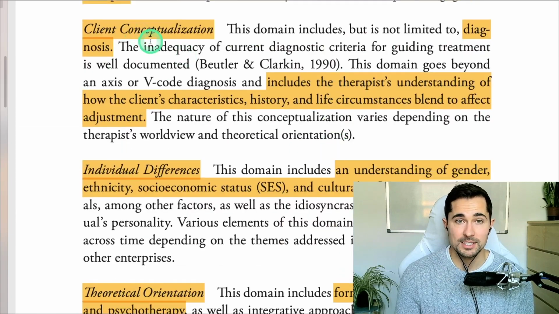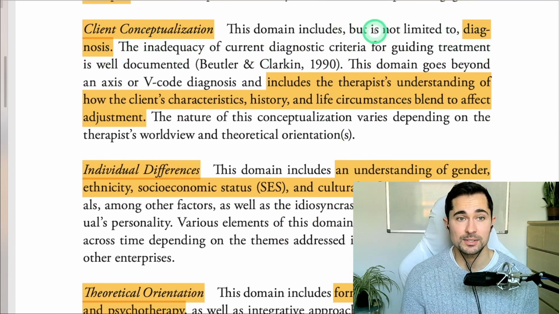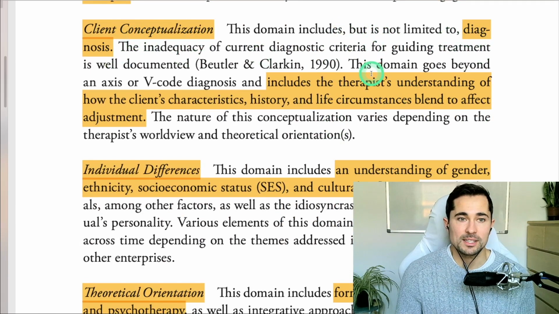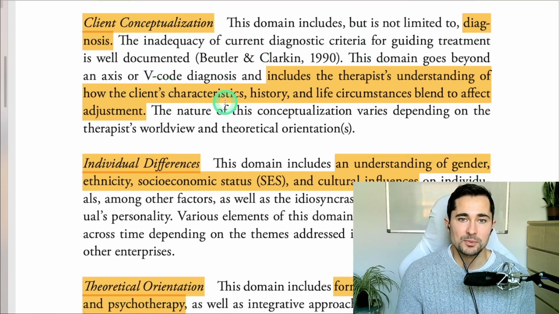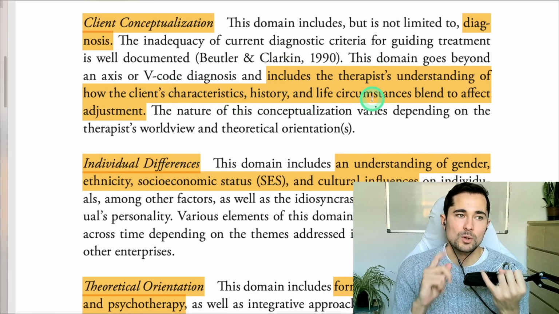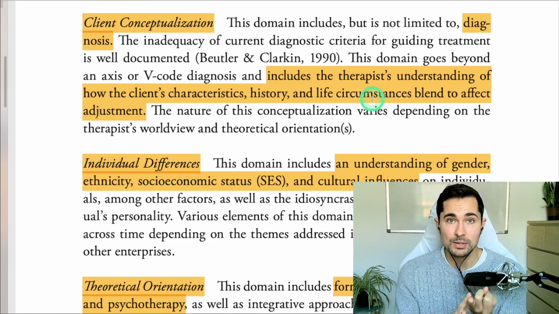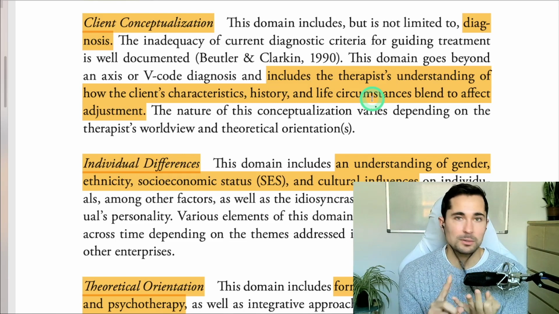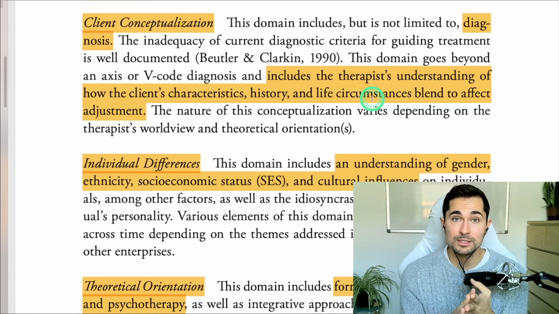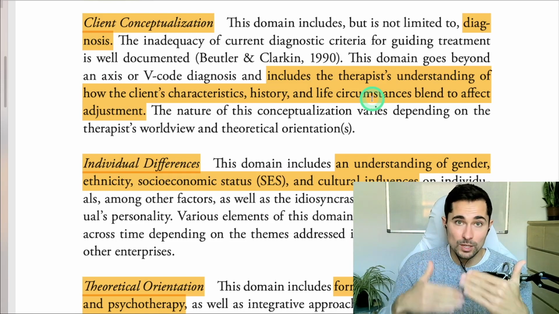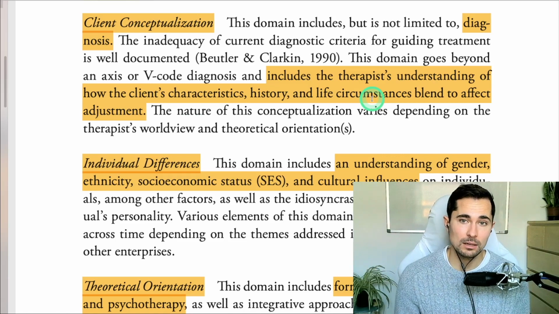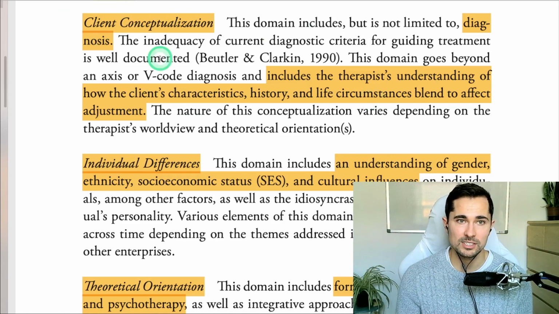Case conceptualization, which includes diagnosing. So this includes a therapist's understanding of how clients' characteristics, history, and life circumstances blend to affect adjustment. So in what way is this person suffering? How did they come to be suffering in this way? How do we understand this suffering? How would they like things to be different? How is it possible for things to be different? And what is the road from A to B? What does that look like? That's our case conceptualization skills.